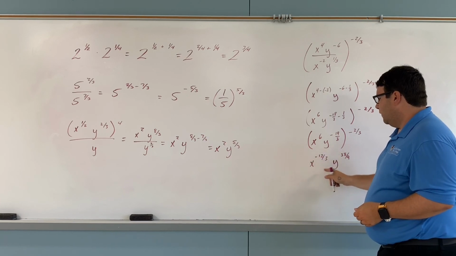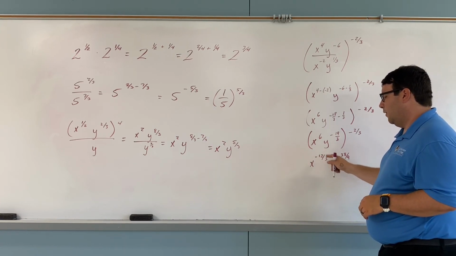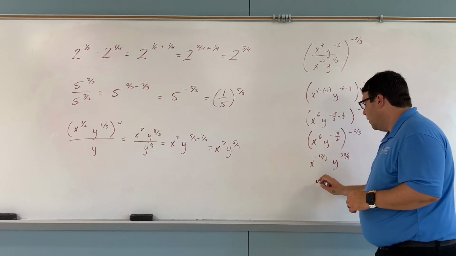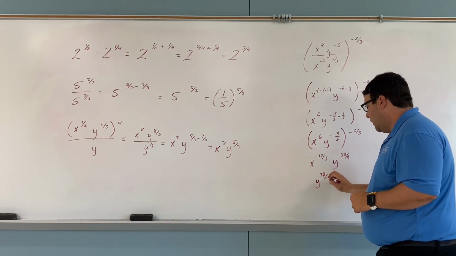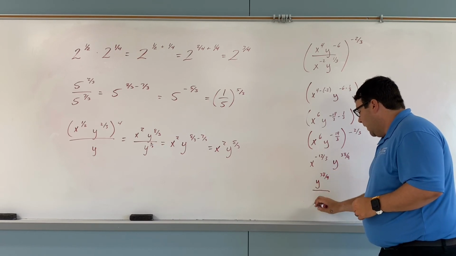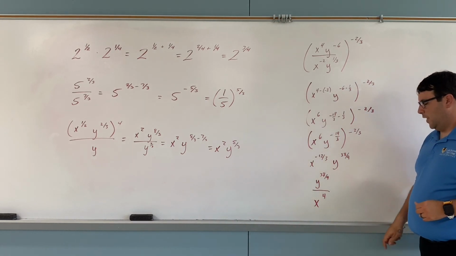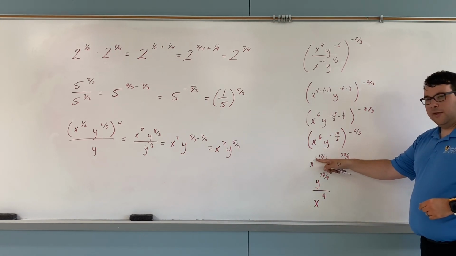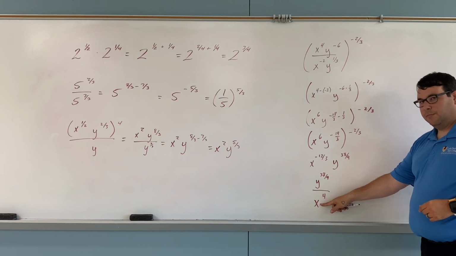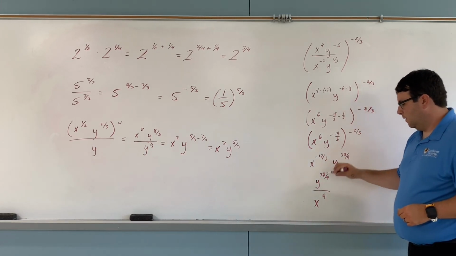Now I see that this is a negative exponent, so I am going to go ahead and invert it, and I'm also going to simplify 12 divided by 3 at the same time. So I have y to the 38/9, there we go, divided by x to the positive 4th. So again, I saw this as a negative exponent, so I inverted that term, and I have 12 divided by 3, which is my 4.